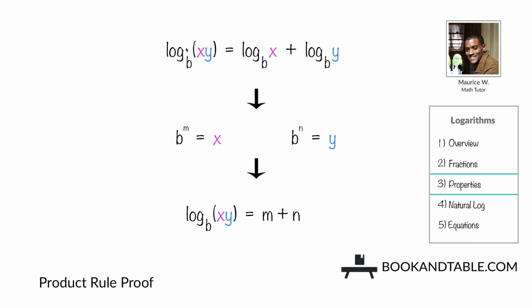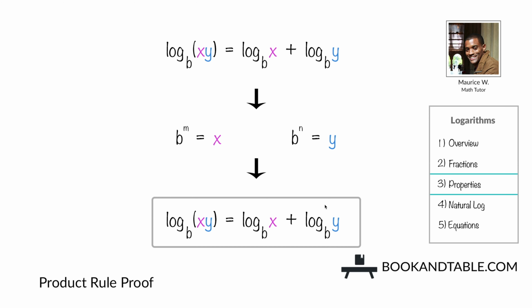And now, since we have log base b of x times y on the left side, we want to take m plus n and expand it back out. Earlier we saw that m was equal to log base b of x and n was log base b of y. So we can replace m with this term and n with this term, bringing us back to our statement: log base b of x times y is equal to log base b of x plus log base b of y.